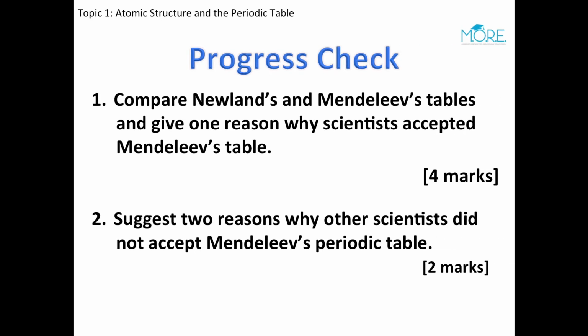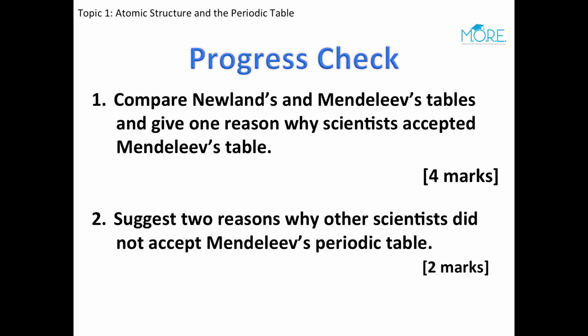So progress check. Question 1. Compare Newland's and Mendeleev's tables and give one reason why scientists accepted Mendeleev's table. That's worth 4 marks. Then question 2, suggest 2 reasons why other scientists did not accept Mendeleev's periodic table, and that's worth 2 marks. Pause the video, give yourself 6 minutes to answer the question, and then when you're ready, press play.